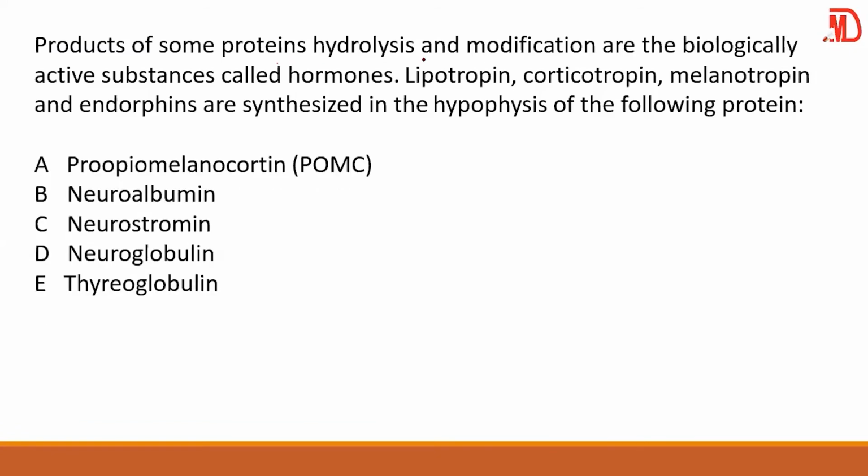Products of some proteins, hydrolysis and modification are the biologically active substances called hormones. Hormones, of course. By the release of hormones, a lot of tissues begin to function and carry out their duties in the body. Now, lipotropin, corticotropin, melanotropin, and endorphins are synthesized in the pituitary, or the hypophysis, by which of the following proteins? What I'm trying to ask is which substance in the pituitary gland helps in the production of all these hormones?